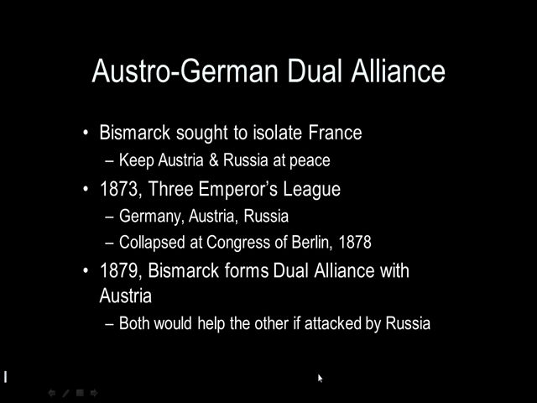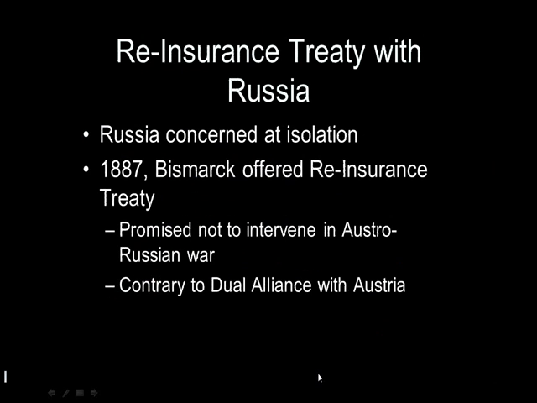What can I do? He forms the dual alliance with Austria. Germany and Austria formed the dual alliance in 1879. So at least one nation is allied to Germany. And the dual alliance is simple. If France attacks Germany, Austria is going to help out and protect Germany. If the Russians attack Austria, Germany will help out. Now, I'll give you a map and explain that in a second.